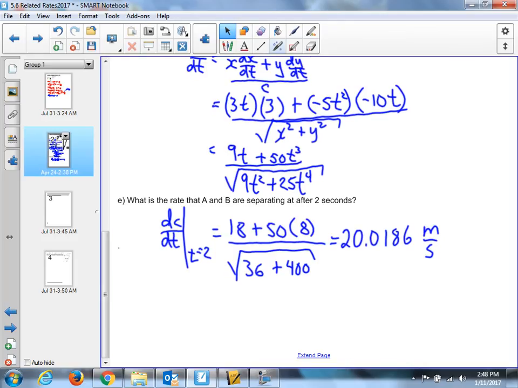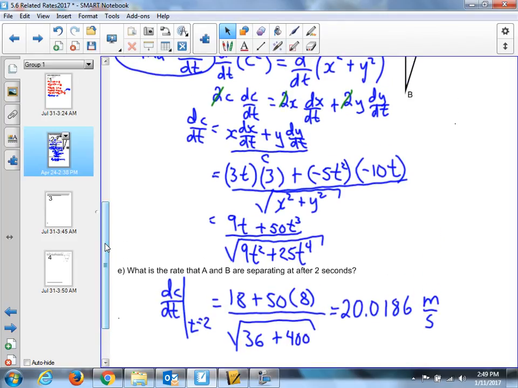Now, remember how I said really and truly you could have stopped right here? If I didn't say as a function of t, you could have just figured out what x was at 2 seconds. Actually, it's figured out already. It's 6, right? It's up on the diagram. dx by dt, that was 3. You could have figured out what y was at 2 seconds, because you have an expression up above.